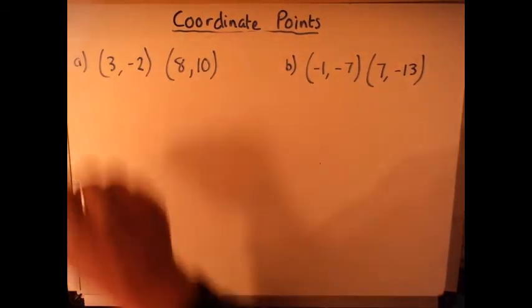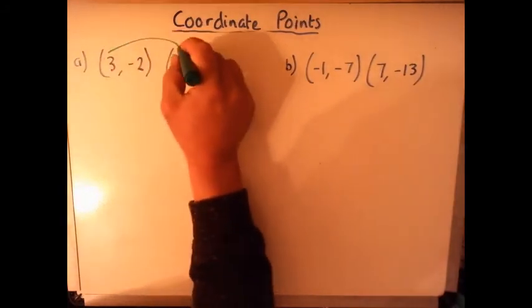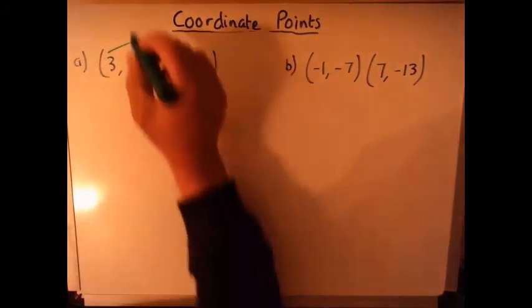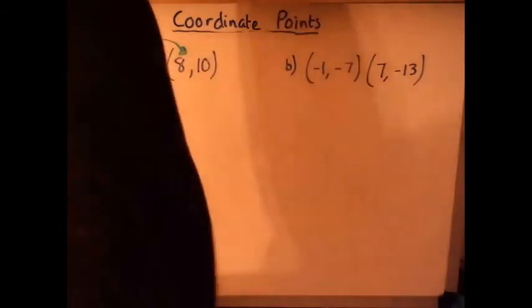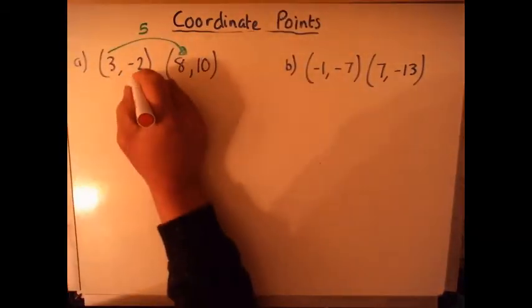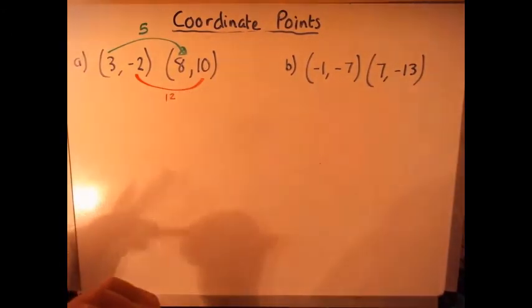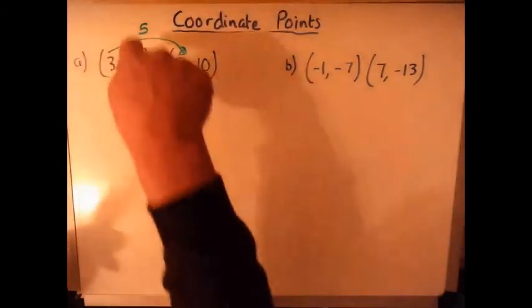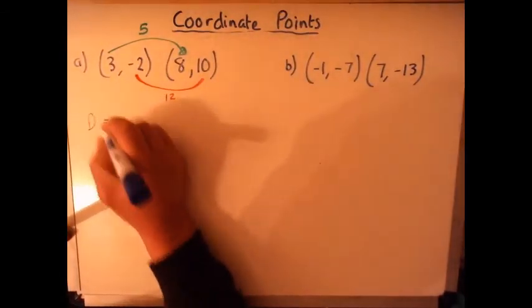I'm going to do exactly what I did last time. I'm going to find the difference between the x values. So that's the difference between 3 and 8. Well, to go from 3 to 8, that's a difference of 5. And what about my y values? Well, to go from -2 to 10, that's a difference of 12. So it's these two differences then that I can use to find the distance. So I'll just call that d.